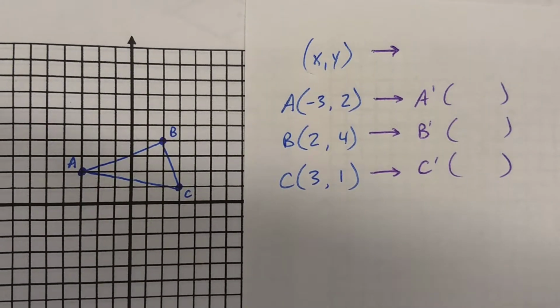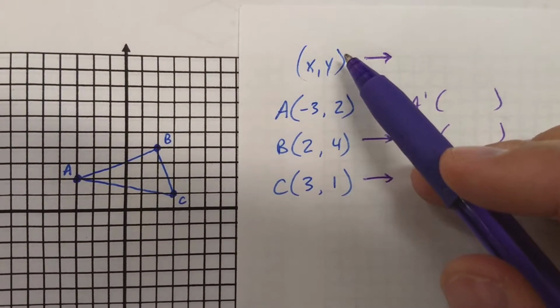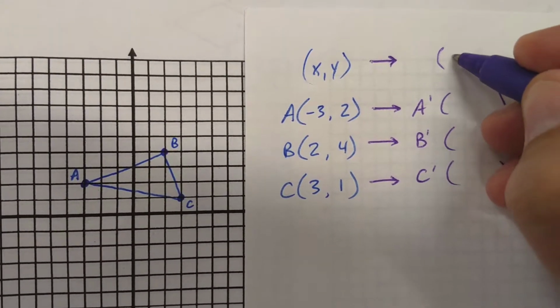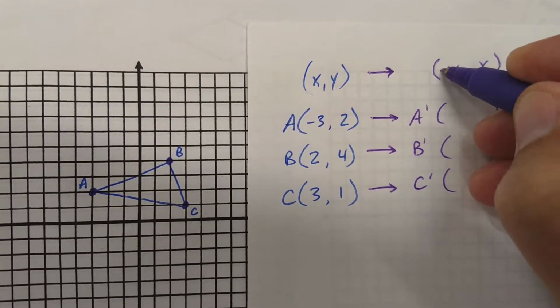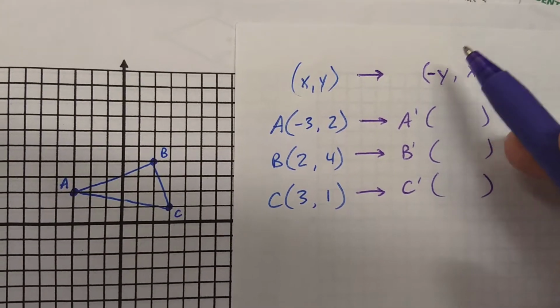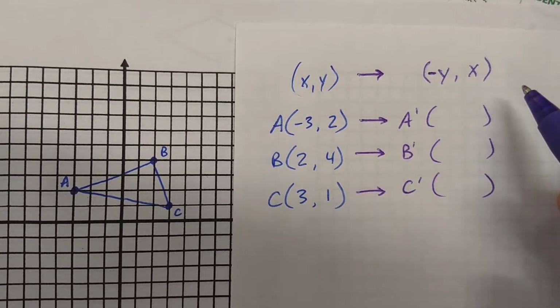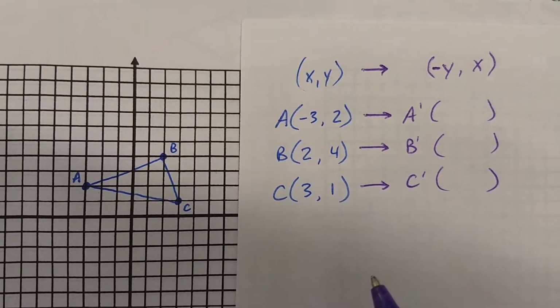For a 90-degree rotation, the rule is to change the x and the y so that they're flip-flopped. Y comes first, x comes second, and the y is negative, so it flips its sign. If it was positive, it's negative. If it was negative before, now it's going to be positive. Okay, so let's use that rule to change these original coordinates.